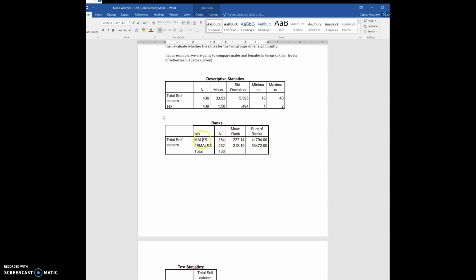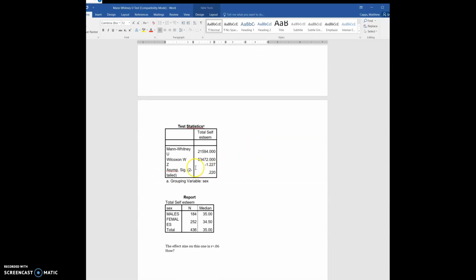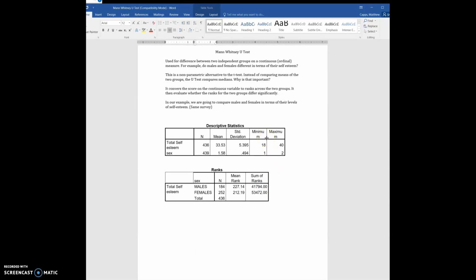And it's trying to figure out if there is a difference between where all the males are ranked in a group versus the females. And what we'll discover, again, with our asymptotic significance, is there's no difference in regard to gender for the self-esteem scale. Again, it's a very simple test. It sounds like it's complicated. It's really not.